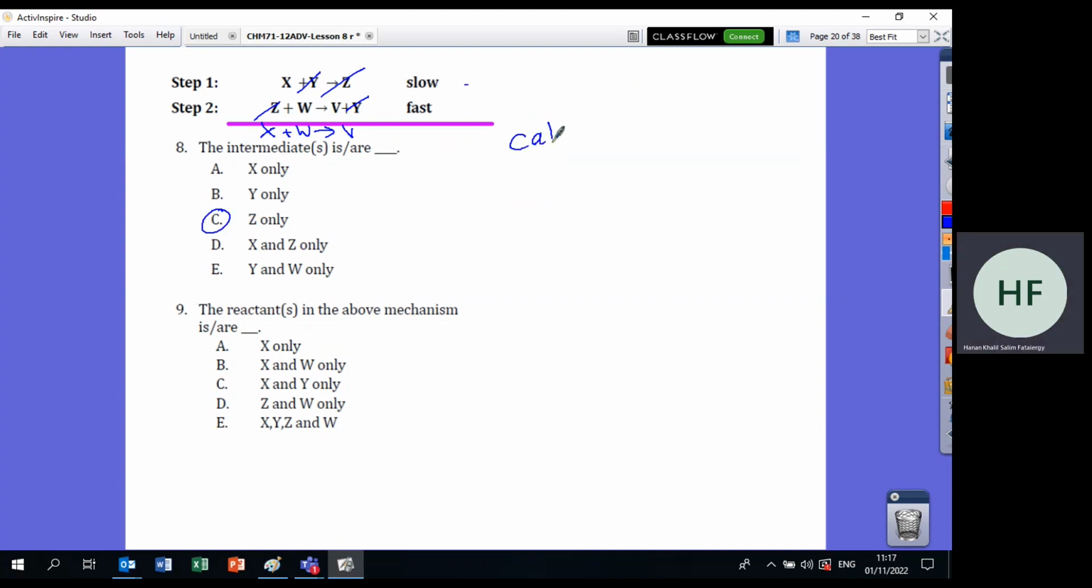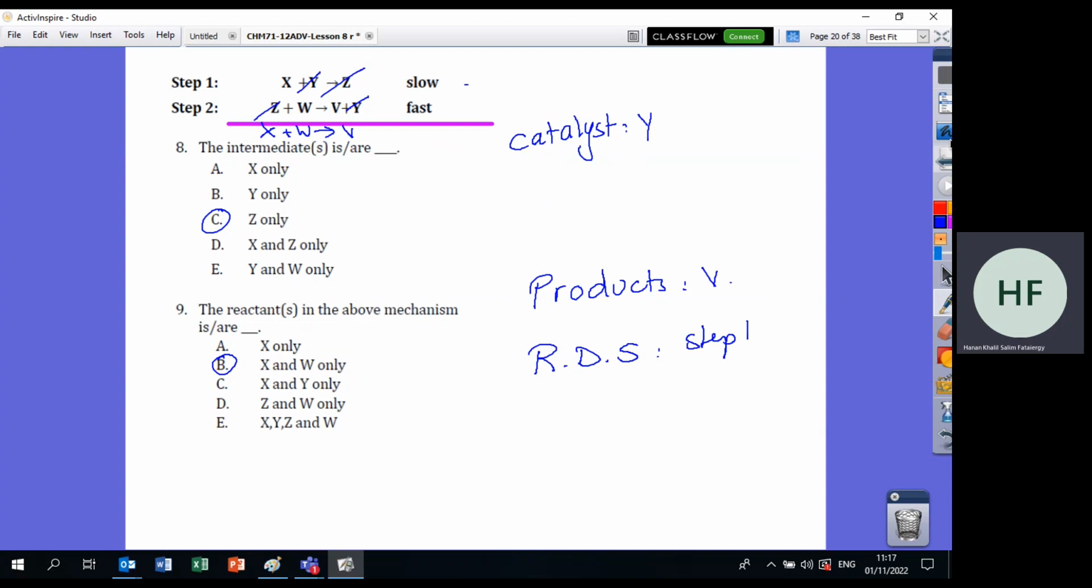Okay, if the question asks what is the catalyst, what will you say? Catalyst in the beginning and at the end, this is Y. Okay, the reactants, X and W. If the question says what are the products, then you will say V. What is the rate determining step? This is the slow step, which is step 1.